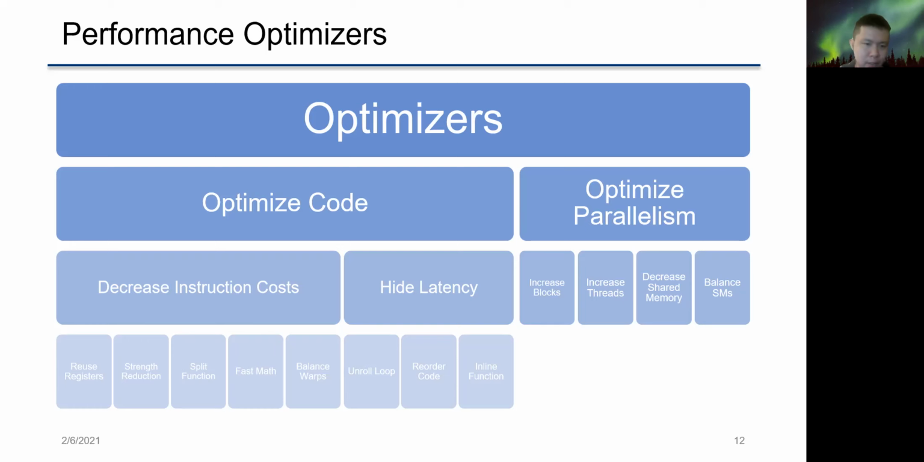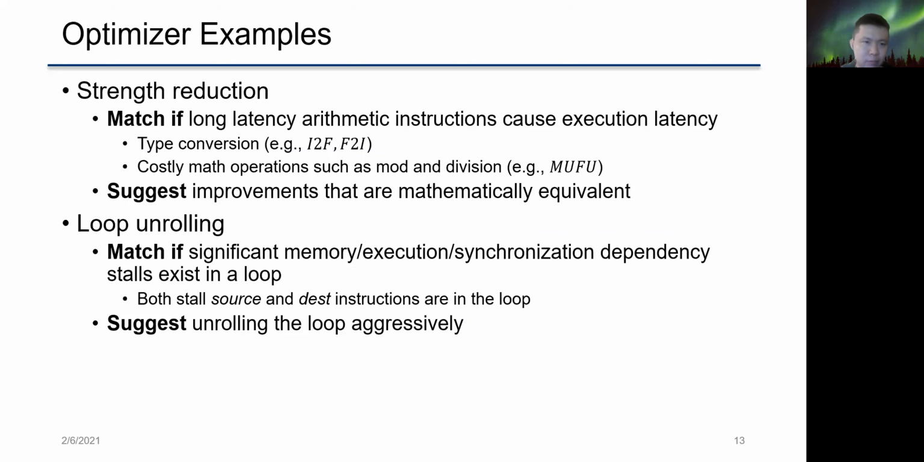code optimization into decreasing instruction costs and hiding latency. Decreasing instruction cost optimizations, such as strength reduction, suggest replacing costly instructions with cheaper instructions or eliminating them completely to improve performance. Latency hiding optimizations, such as loop unrolling, suggest that we can rearrange the code to hide these stalls to improve performance. Here are two specific examples.